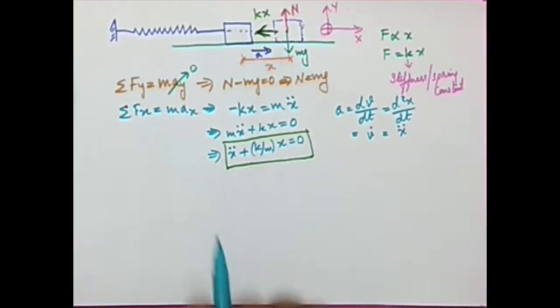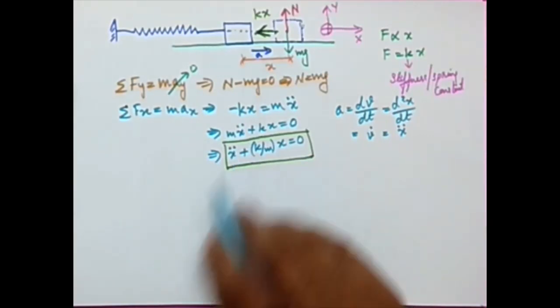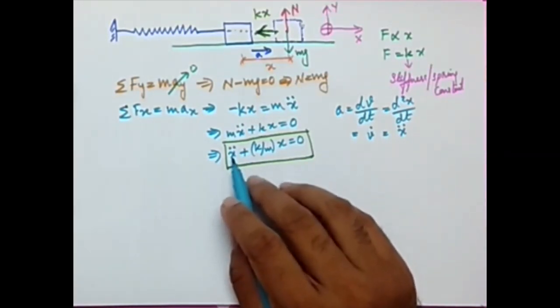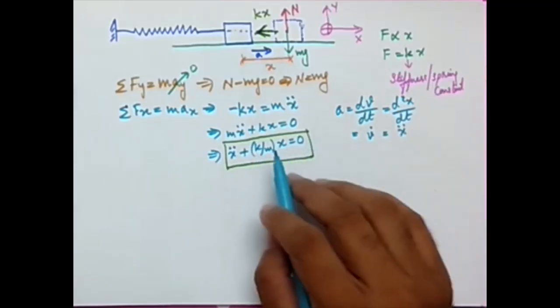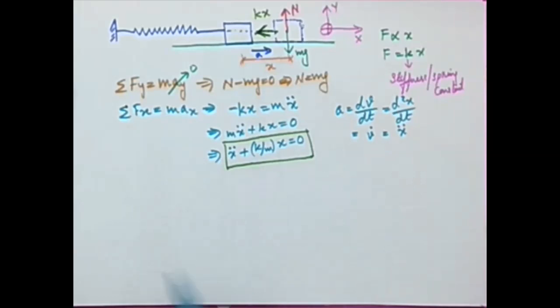And in this there are different parameters, right? X double dot, what is the x double dot? X double dot is the acceleration, k is the spring constant or stiffness, m is the mass, and x is the displacement. Now let's try to solve this.